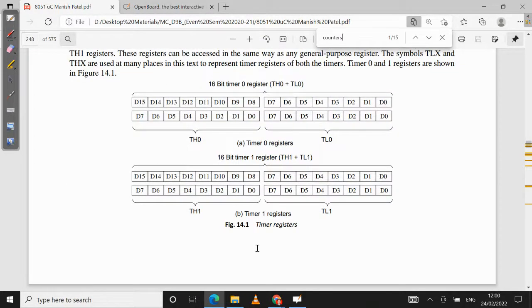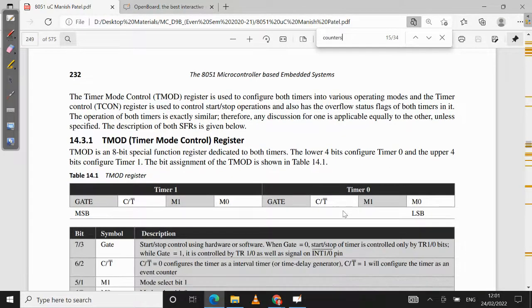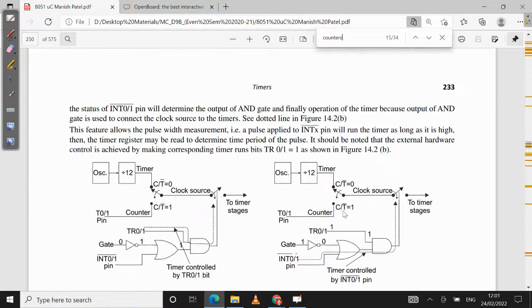Yes, can you see here TL0 TH0? 16-bit timer 0 register is TL0 and TH0. Okay, so D0 to D7. ओके, सो पूरा सब मिलके बनता है D0 से लेके D15. Similarly for timer 1 also the same thing. Okay, so already I've explained you, nothing new in this. We will be talking about the timer and counter.